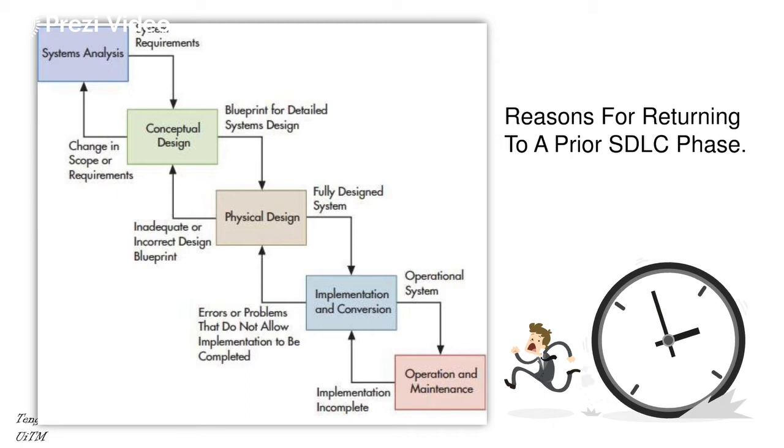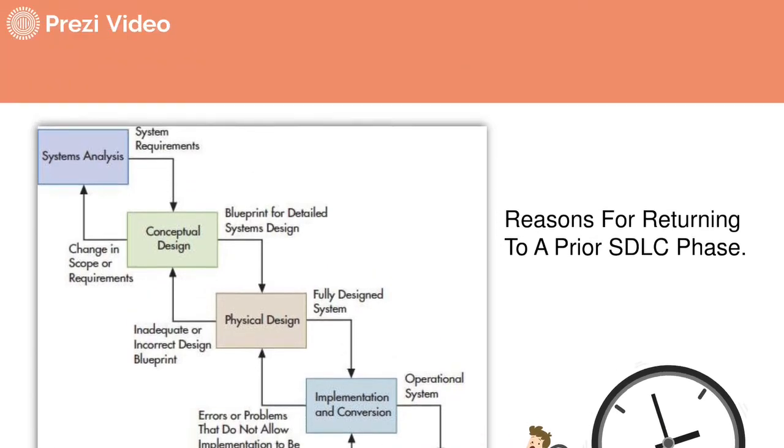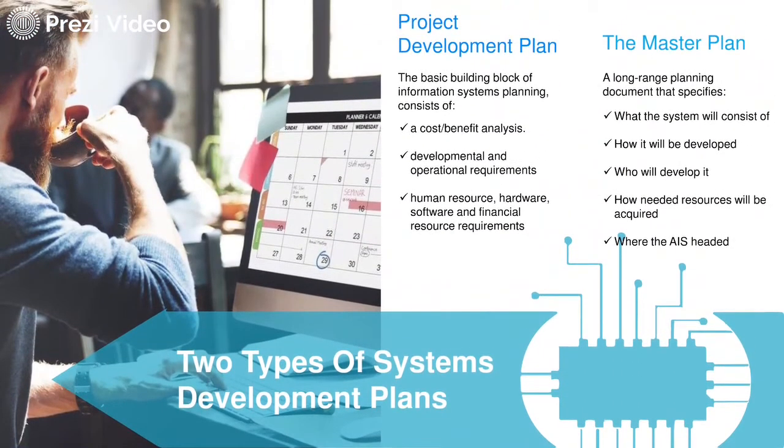In the development plans, they have 2 types of plans. The first one is the individual project plan, which we also call the project development plan. This is prepared by the project teams. The second type is the master plan, which will be developed by the information system steering committee.